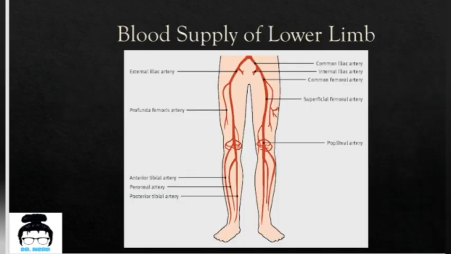This is a visual picture of the blood supply of the lower limb. Starting from the common iliac artery, it will divide into the external iliac artery and internal iliac artery. External iliac artery will continue to give the superficial femoral artery and a small branch, the profunda femoris artery. Superficial femoral artery will continue to give the popliteal artery, and then the popliteal artery will give you three branches: anterior tibial artery, peroneal artery, and the posterior tibial artery.